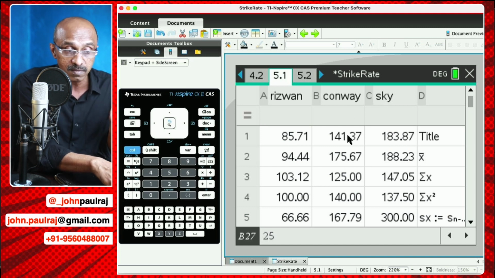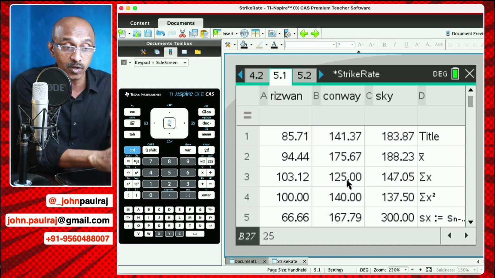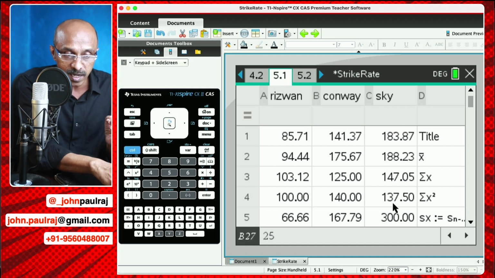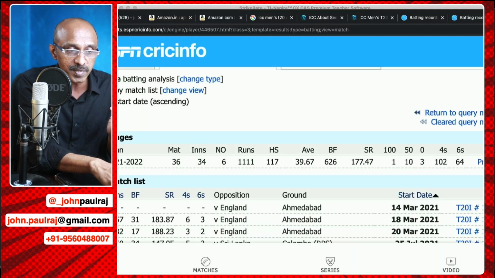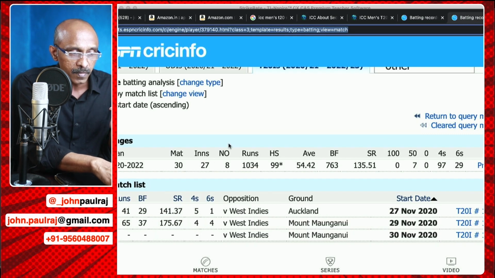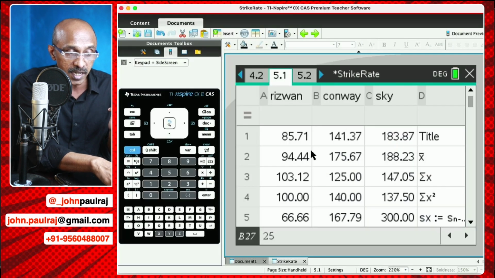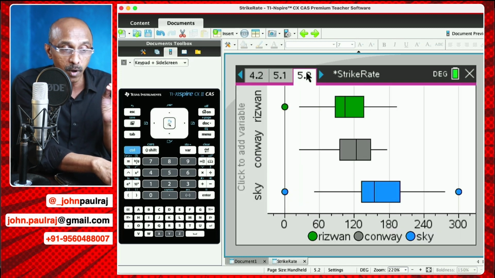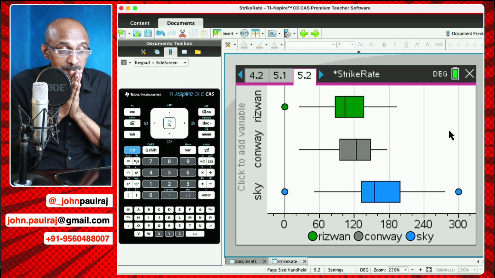Okay, that's Conway's strike rates in each of his innings across his career, and that is Suryakumar Yadav's strike rates across his career. Now you can go on the Cricinfo website and check out. Okay, this is Suryakumar Yadav. His career was 34 innings, and Devon Conway's got 27 innings. So when you come back to my calculator, here's all the individual strike rates for each of their innings. And then I did the box plot. And there it is right in front of you to compare.